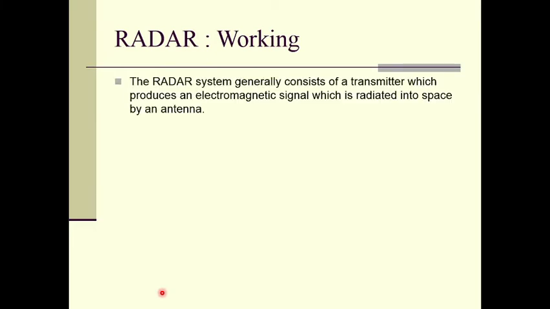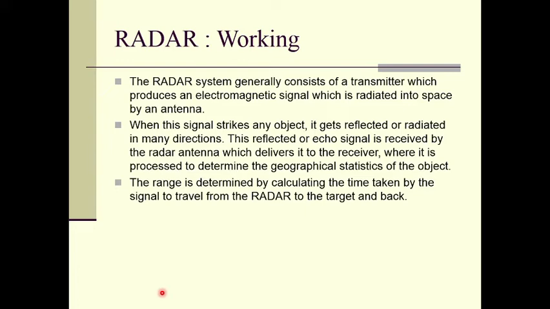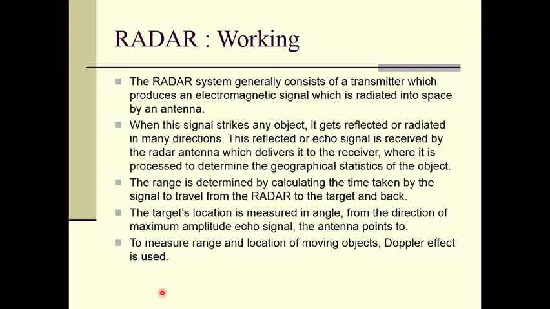So let us study the working of radar. A radar system generally consists of a transmitter which produces an electromagnetic signal which is radiated into space by an antenna. When this signal strikes any object, it gets reflected or radiated in many directions. This reflected or echo signal is received by the radar antenna, which delivers it to the receiver, where it is processed to determine the geographical statistics of the object. The range is determined by calculating the time taken by the signal to travel from the radar to the target and back. The target's location is measured in angle from the direction of maximum amplitude echo signal that the antenna points to. To measure range and location of moving objects, the Doppler effect is used.